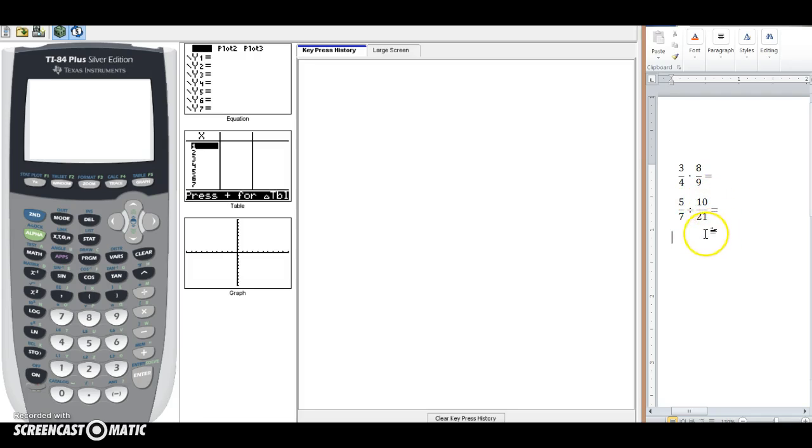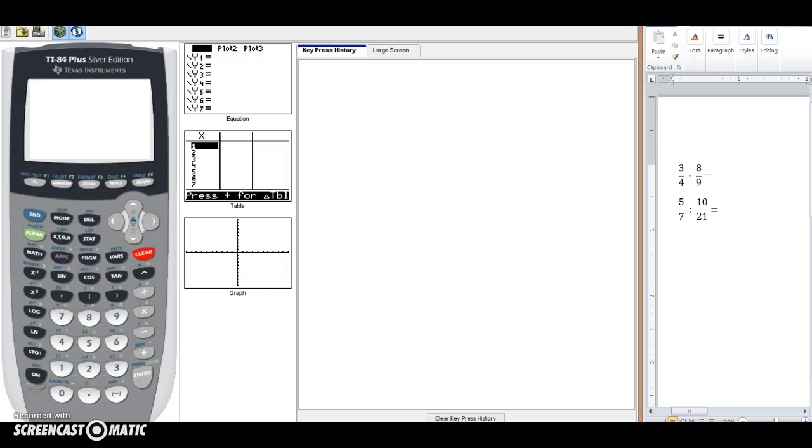So in this example, this 10 over 21 is the only fraction that you have to put parentheses around. But I think it would be easier for us to just remember that if you are multiplying or dividing fractions, just put parentheses around each fraction. Okay, so let's get started with the first example.